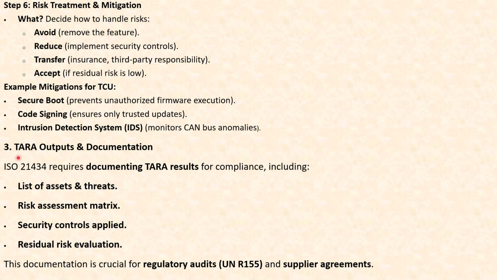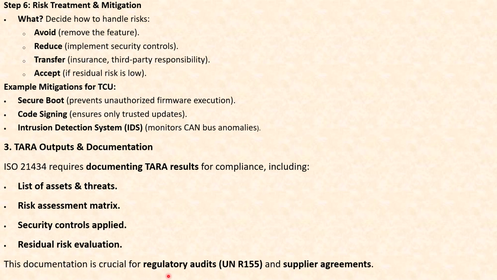All right. Now what are the various types of TARA outputs and documentation? ISO 21434 requires documenting TARA results for compliance, because if your company is an ASPICE company, documentation is very important. So how do you document? First is the list of assets and threats, where you clearly outline the various threats and assets. Next is risk assessment. Next is the risk assessment matrix. Next is security controls applied, and last but not the least, the residual risk evaluation.